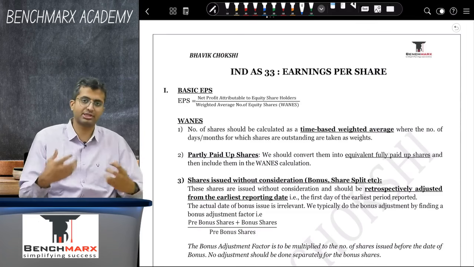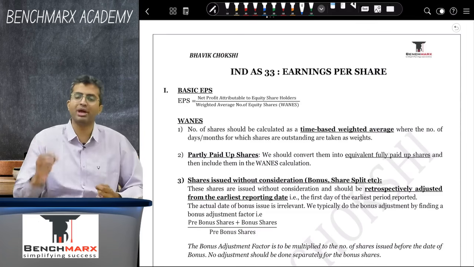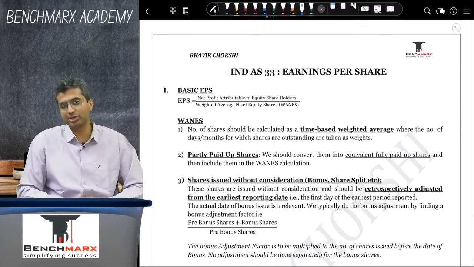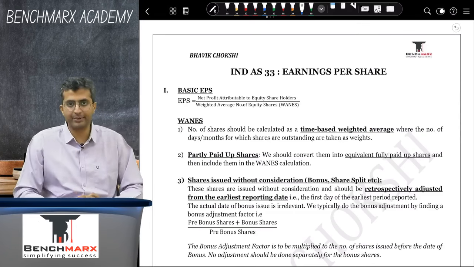This is something that is to be read and understood better through numericals, through sums, and we have shared the sums which are there. So hopefully they do help.